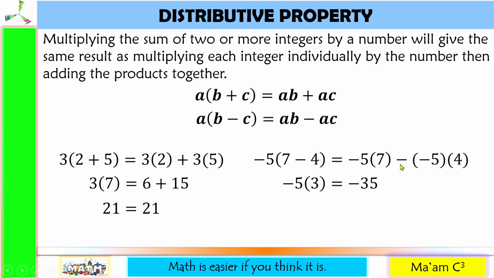So this will become minus negative 20. Negative 5 times 3 is negative 15. Negative here will become plus. So negative 35 plus 20 is also negative 15.